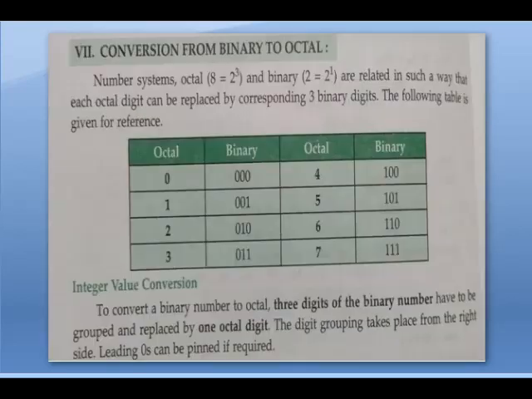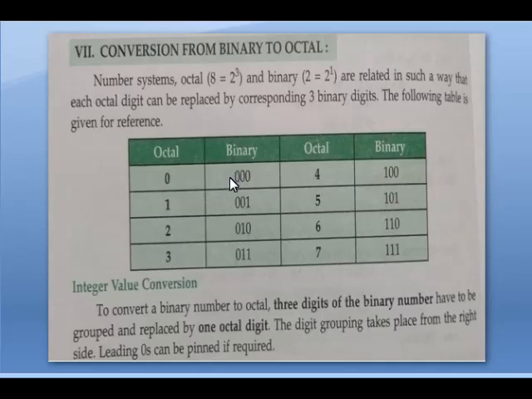Next is conversion from binary to octal. How to convert a binary number to an octal number? In the number system, octal, that is 2 power 3, and binary, that is 2 power 1, are related in such a way that each octal digit can be replaced by the corresponding 3 binary digits. The following table is given for reference.